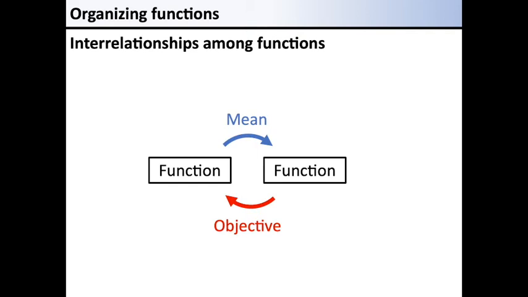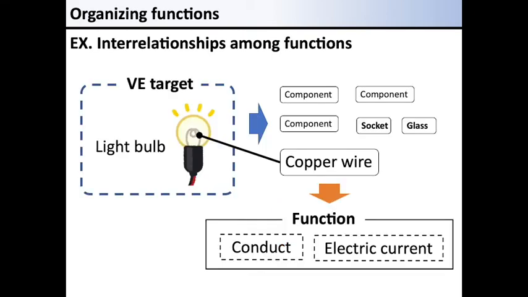A function of a component generally has a function that is the objective of the function. For the objective function, the focused function is its means. For example, a copper wire, a component of a light bulb, has the function of conduct electric current.